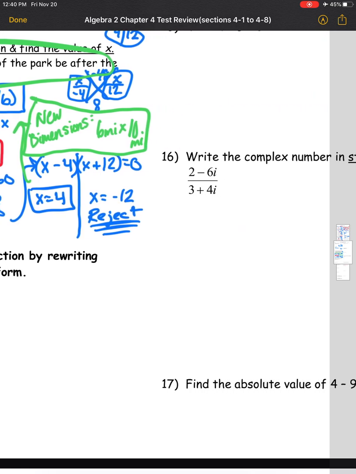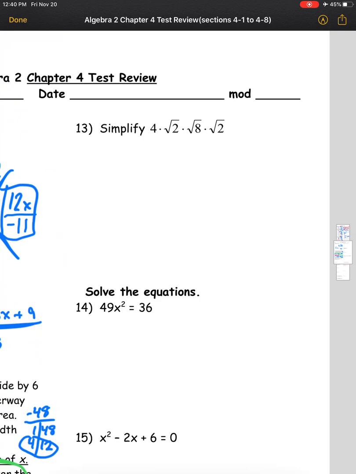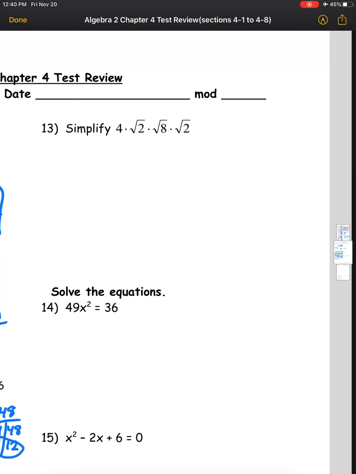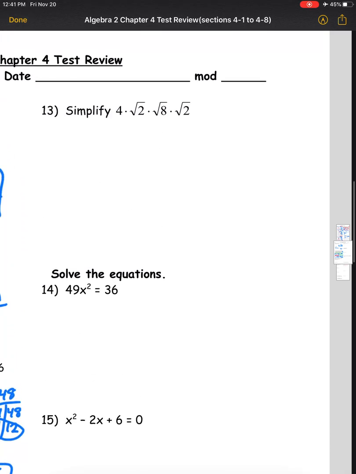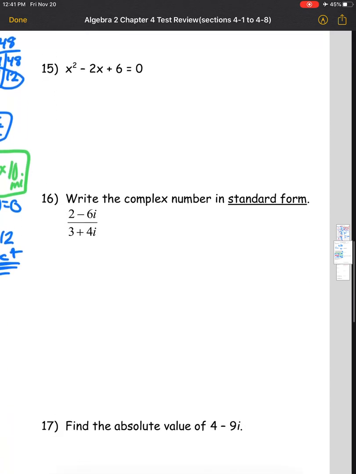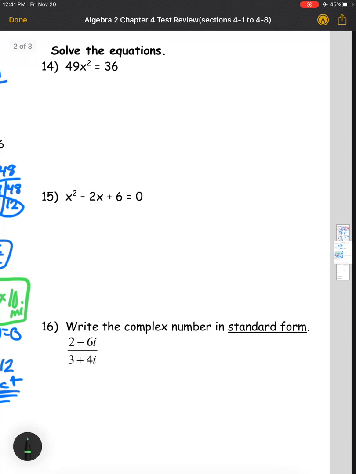All right, 11 and 12 are writing it in intercept form. That's just factoring again. Okay? And 13, 14, 15. 13, you're just simplifying. 14, 15, you're solving again. You can use any method on number 15. I forgot to put that in there, but I think you guys could figure it out.